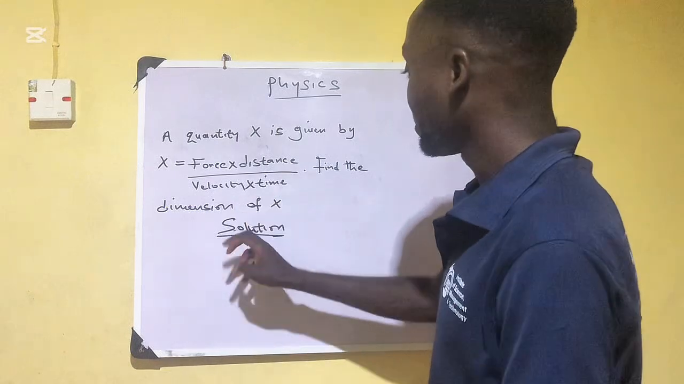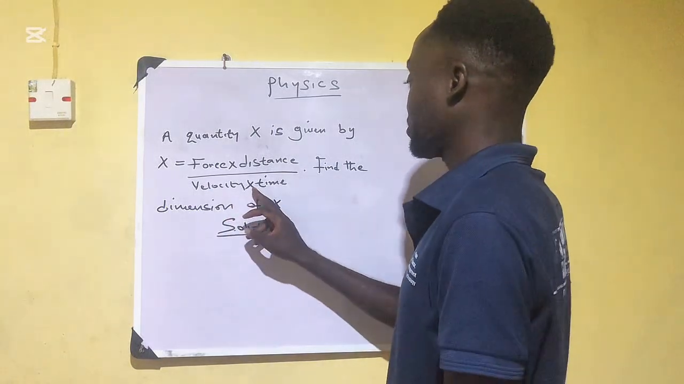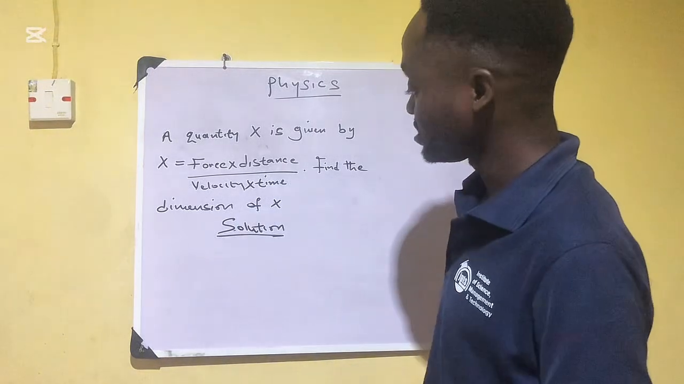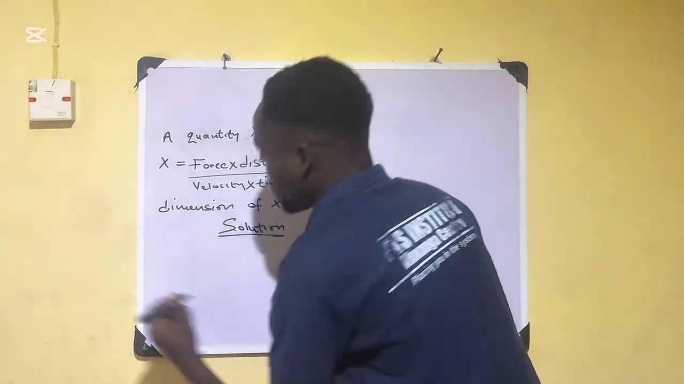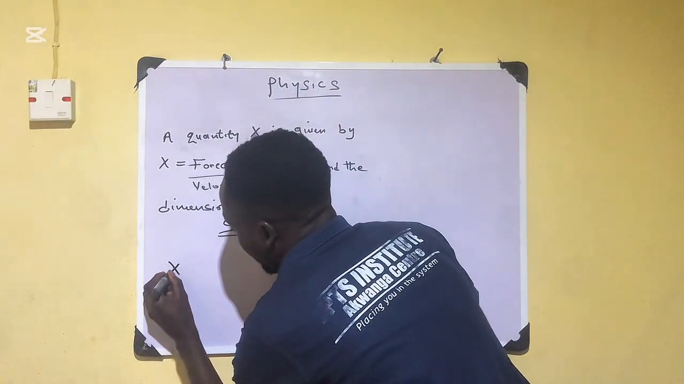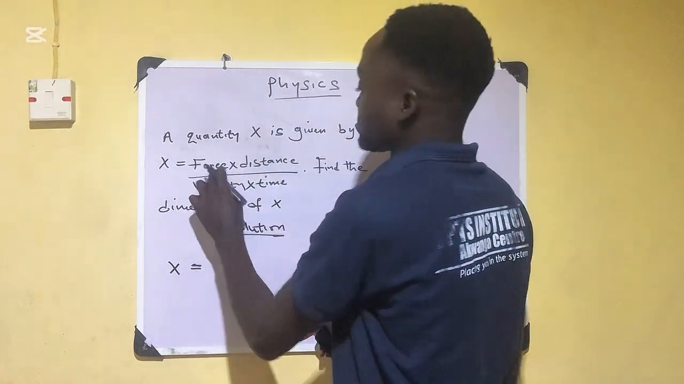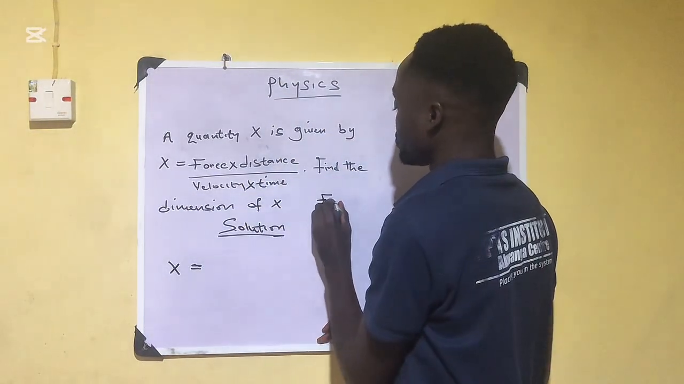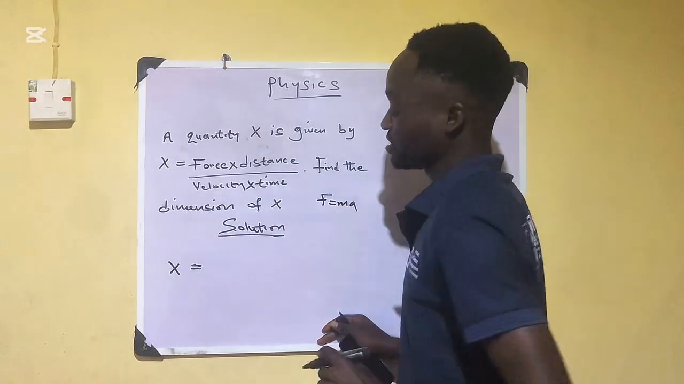times distance divided by velocity multiplied by time. We have to find the dimension. Now for a question of this nature, let's solve it together. First things first, we have x is force. Now if you remember, what is the formula for force? Force is equal to mass times acceleration.